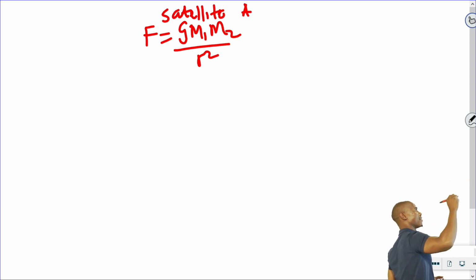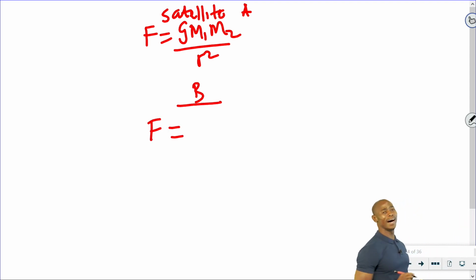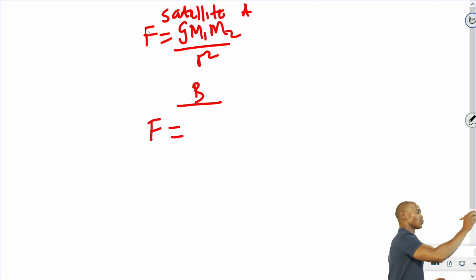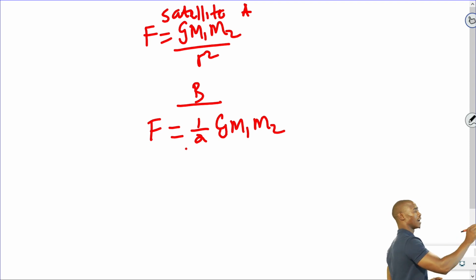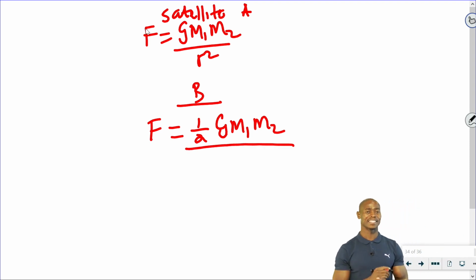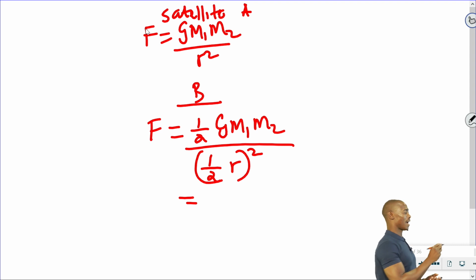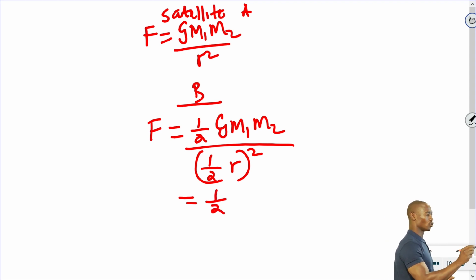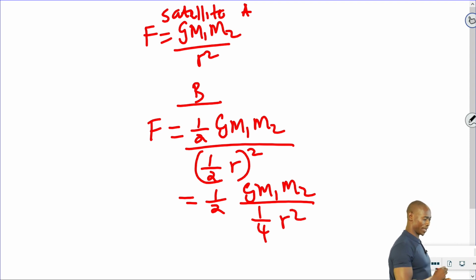And then for B, F equals, the mass is halved. So it's half G M1 M2. And then what about the distance? The distance is also halved, so it's 1 over 2R all squared. So what am I having here? I'm having 1 over 2 G M1 M2 over 1 over 4 R squared.